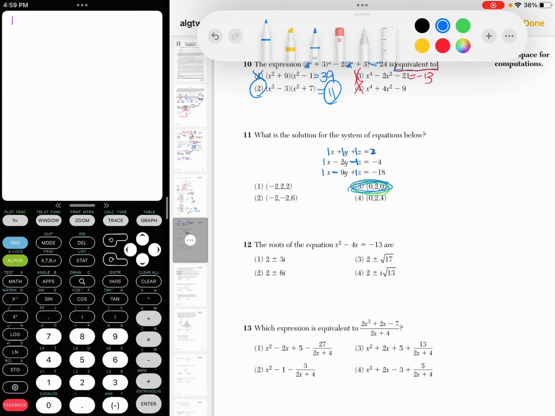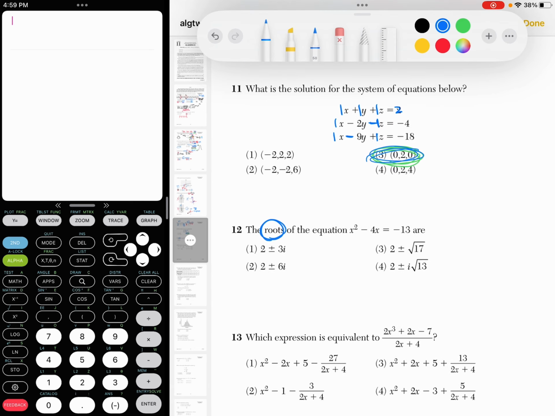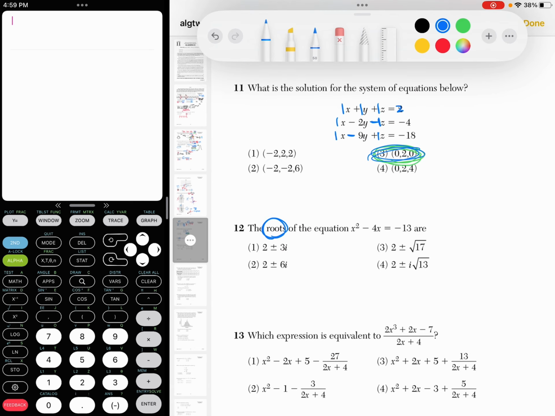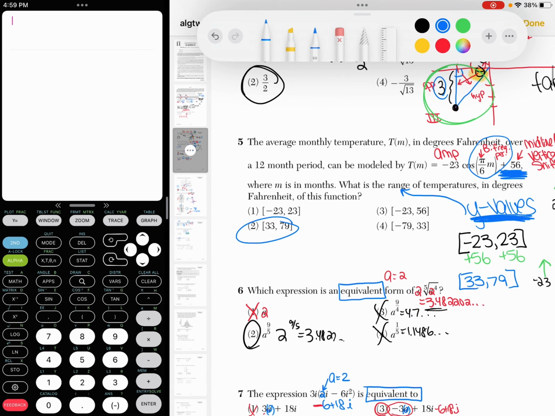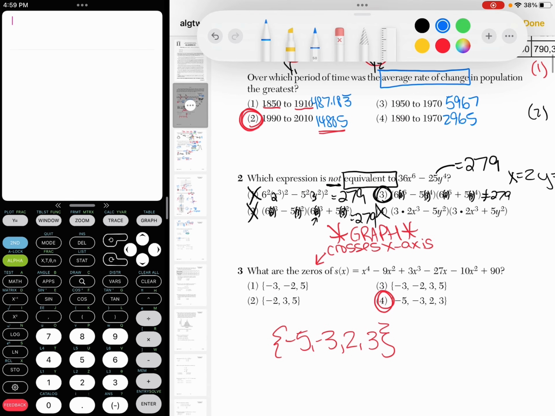Okay. Last question, number 12, is talking about roots again. Roots is where the graph crosses the x-axis. This one is a little bit harder. You can't really do the shortcut for this one that we did before. I'm actually just going to take you back to that real quick. If you remember, it said zeros before. Zeros and roots are the same thing. It's where it crosses the x-axis. Know both of those words.